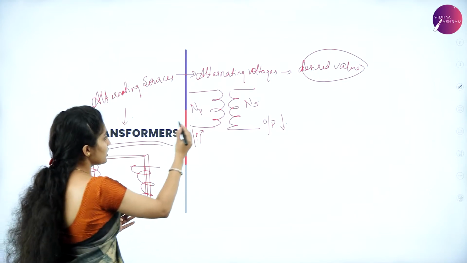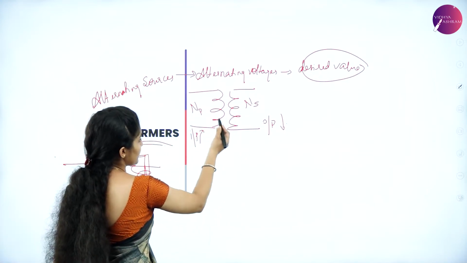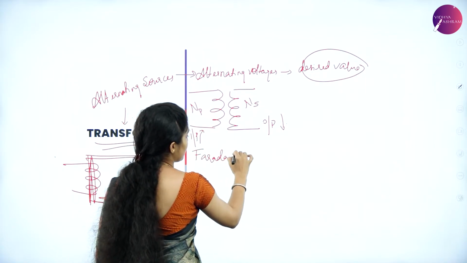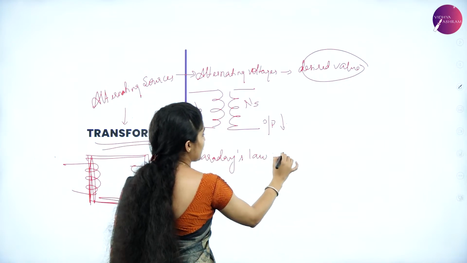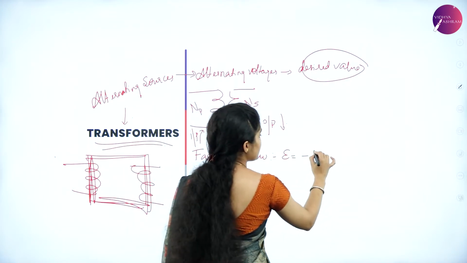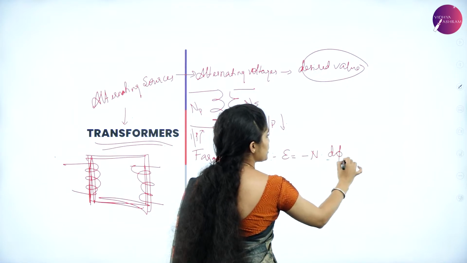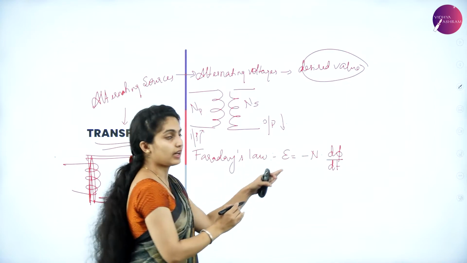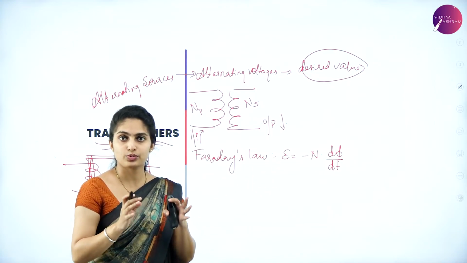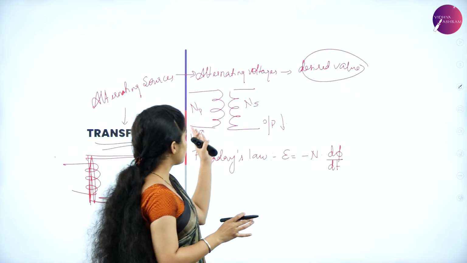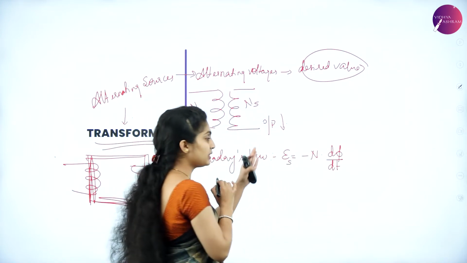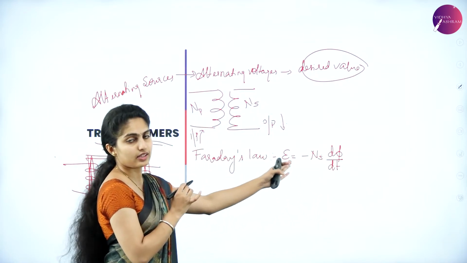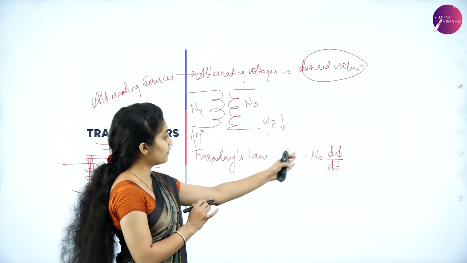When this is the case, according to Faraday's law, the induced EMF can be given as minus N, the number of turns, times the change in flux with respect to time. Faraday's law applies to each individual coil. First we consider the secondary coil, that means the output. It is minus NS, where NS is the number of turns in the secondary coil, times the flux through that coil.